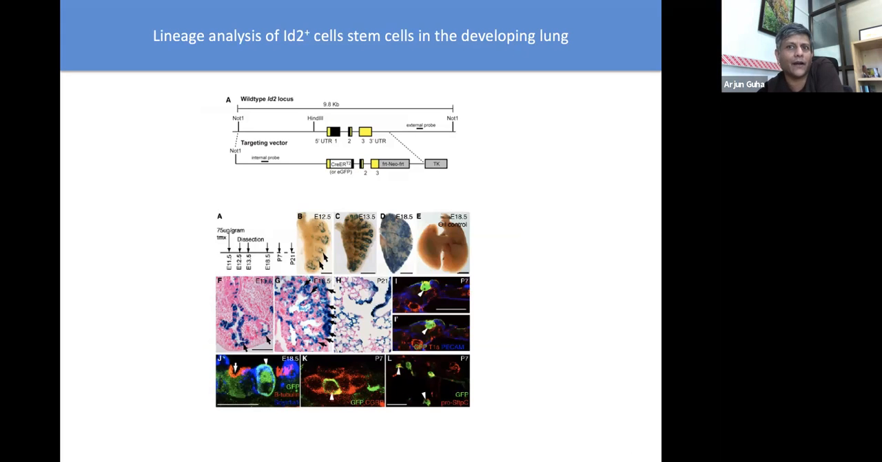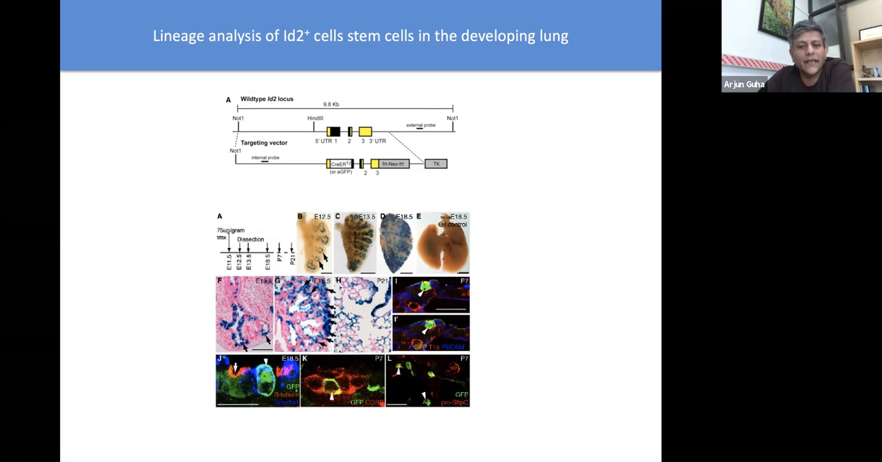And if in fact one of these ID2 positive cells is a stem cell that can give rise to the entire pulmonary tree, then I should be able to tag it irreversibly in an early developing mouse lung, and show that the descendants of this tagged population of cells contribute to all of the lineages that exist in the pulmonary tree.